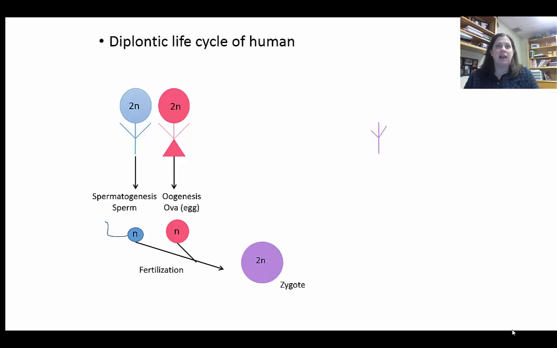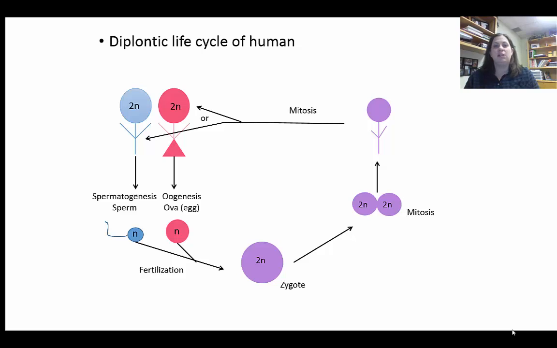This creates a zygote. This zygote, this new cell that's going to be a new individual, then undergoes mitosis. Once it undergoes mitosis, it goes from 1 cell to 2, 2 to 4, and so on until we get a new individual. This individual will continue to go through mitosis until, of course, they reach adulthood. Now, during puberty, we will see that mitosis still continues on in the body cells, but when puberty hits, now the egg and the sperm can start to be formed in the ovaries or the testes, and the cycle can continue.